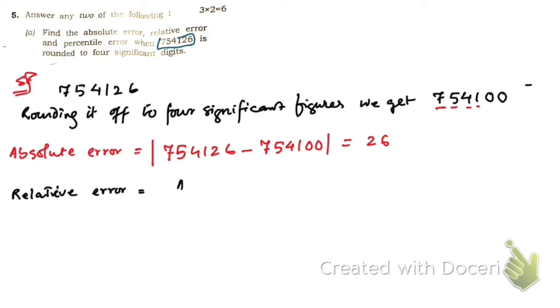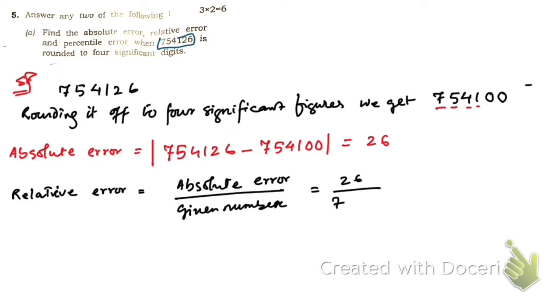So that is given by absolute error by the given number. That means 26 divided by 7.54176. That's what we can have. So you can divide it, and if we divide 26 by this given number, then we should get 0.0000345, approximately this much.